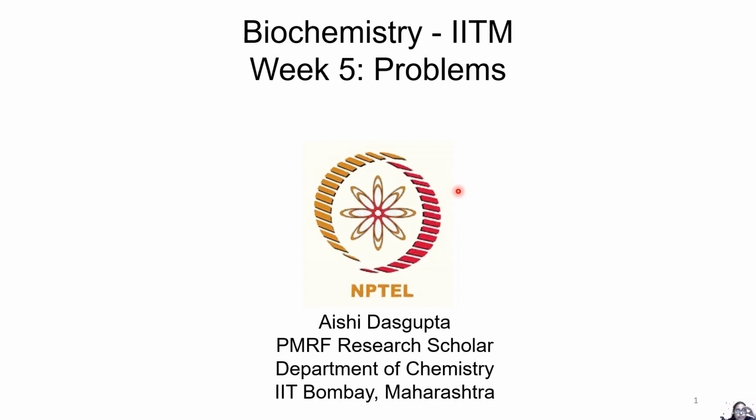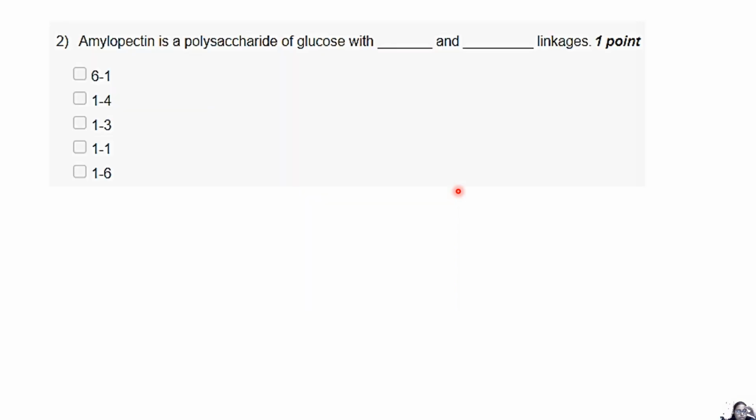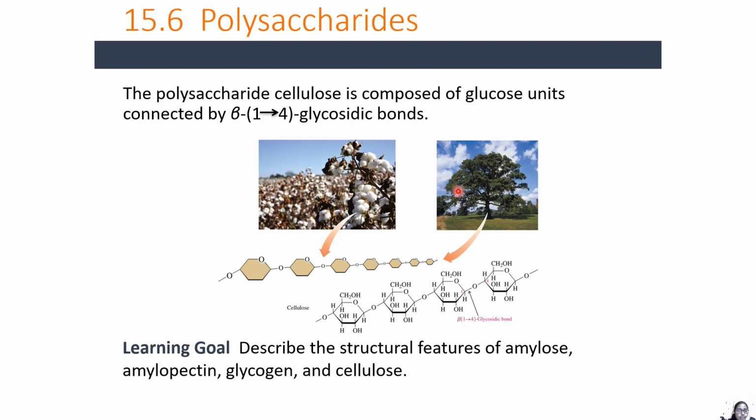Moving to the first question for today. Amylopectin is a polysaccharide of glucose and glucose with dash and dash linkages. Anybody? 1 to 4. Okay. Any other answer? Okay, so it's basically amylopectin will have both 1,4 and 1,6 linkages.